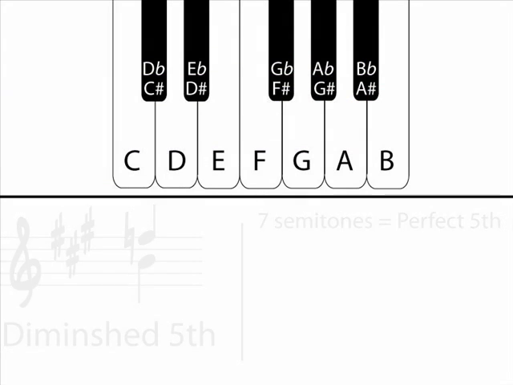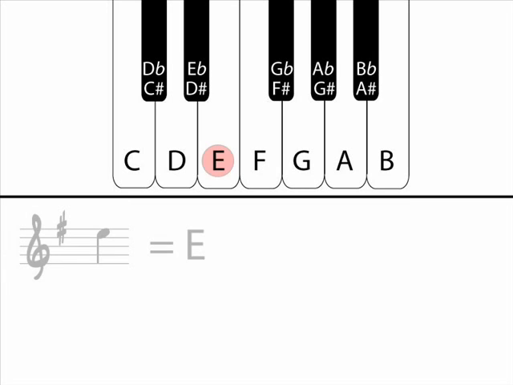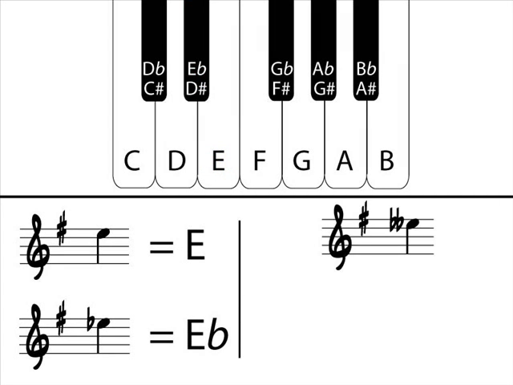Let's try another example. Now, you'll notice that this interval has a double flat. You may be asked about double flats or even double sharps in a Grade 4 exam. If you're not sure what they are, here's a quick explanation. You already know that a flat makes a note smaller by one semitone. So here's E. And if we add a flat, it becomes E flat, one semitone smaller. And E double flat makes the E smaller by 2 semitones.